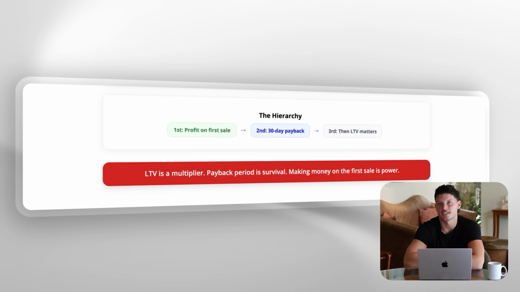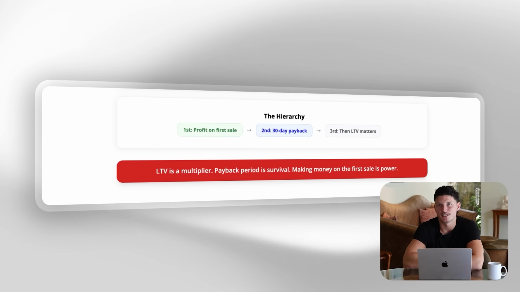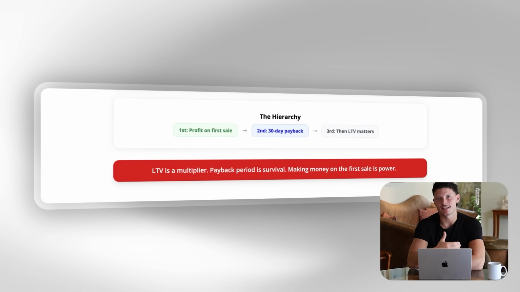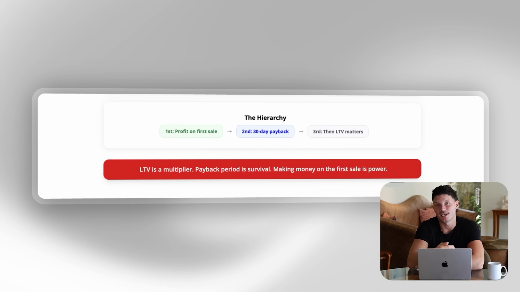If your first purchase doesn't work and your payback period is too long, you're not scaling. You're floating on business optimism. LTV is a multiplier. Payback period is survival. Making money on that first sale is power. So that is the landscape. Let me just be clear with what I just showed you.